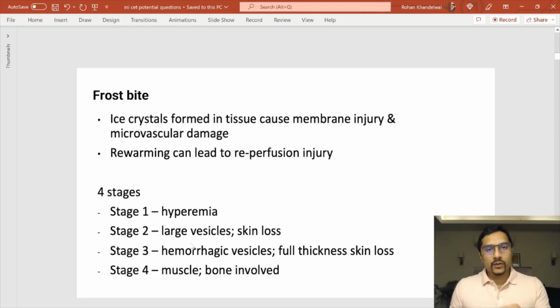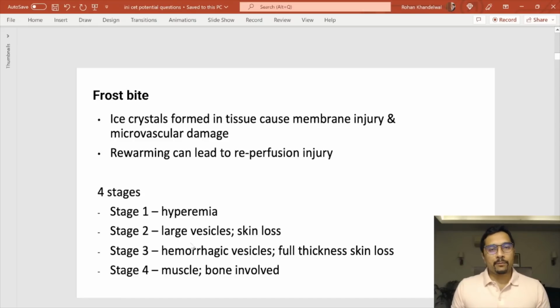Another very important topic for the exam is frostbite and trench foot. Now you should know the basic difference between frostbite and trench foot. Frostbite is when ice crystals are formed and they cause tissue membrane damage and microvascular damage, and rewarming might lead to reperfusion injury. There are 4 stages of frostbite.